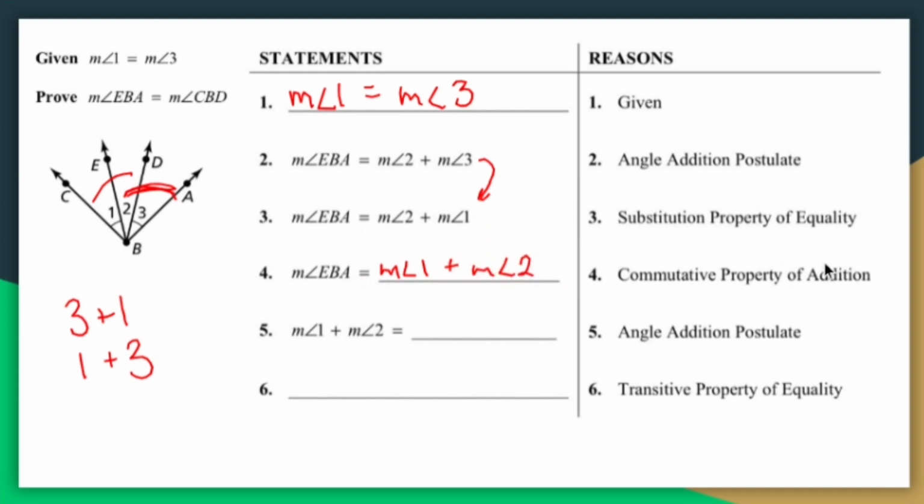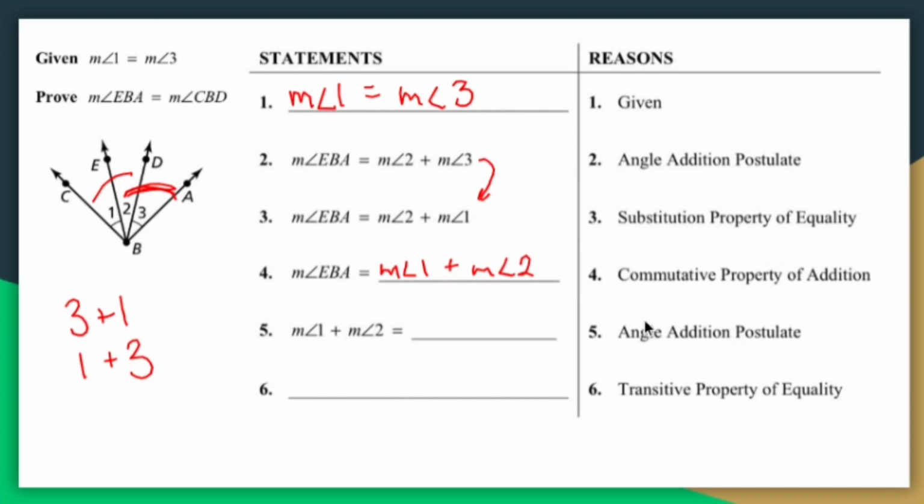Pointless? Yes. But many proofs are. Proofs are annoying. But if it says you need to use the commutative property, just think of a commute to work. If you take route 3 to work and then take route 1, then on the way home you're going to take route 1 to route 3. Makes sense? It should.